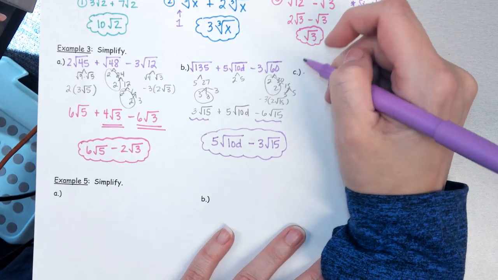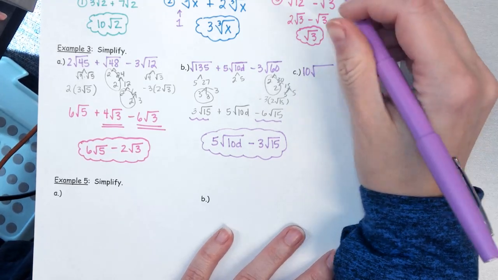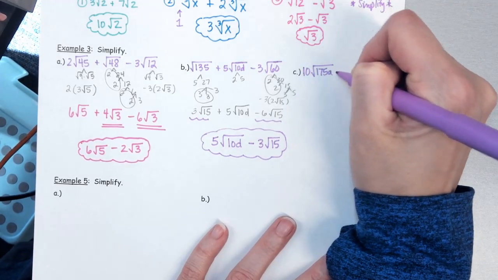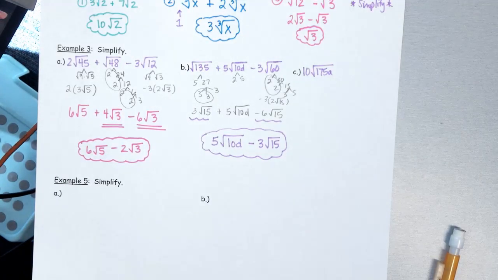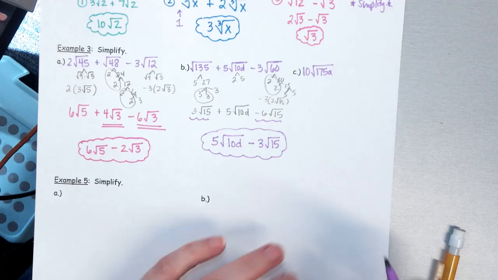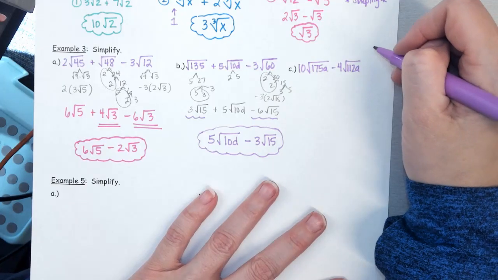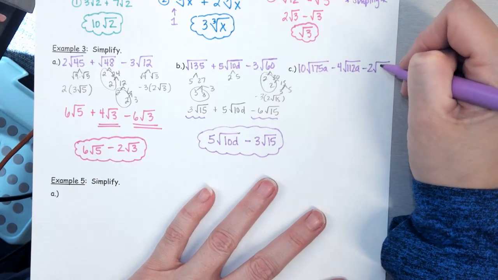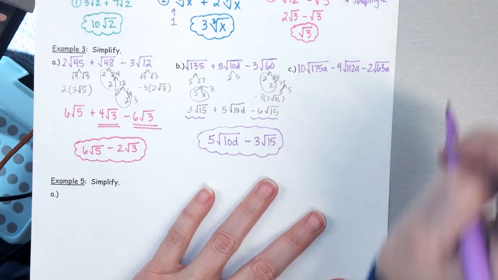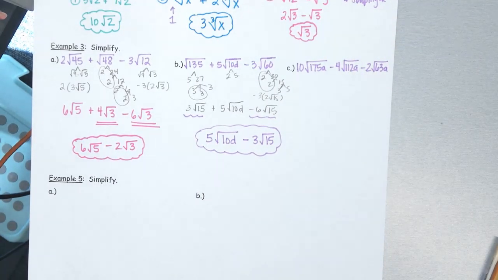All right, let's try the last one. So sometimes you're going to have radicals that all have variables in them. So 10 square root of 175a minus 4 square root of 112a minus 2 square root of 63a. Okay, so when you're starting out, again, when you have these big numbers and we're doing them without a calculator, I want to see your factor trees.